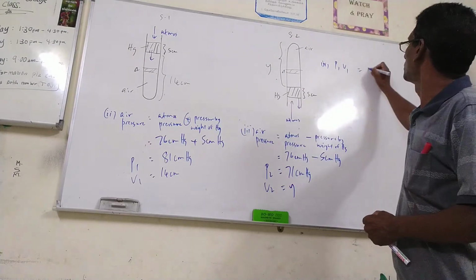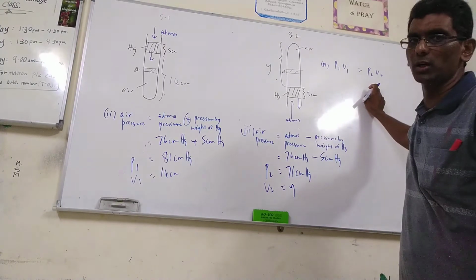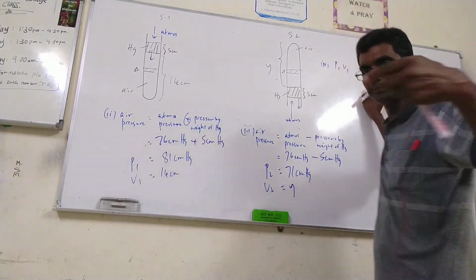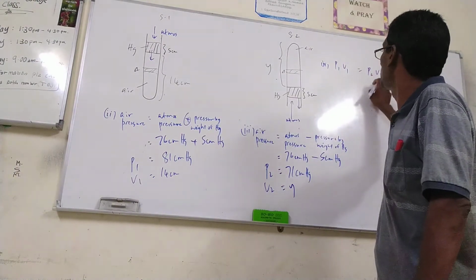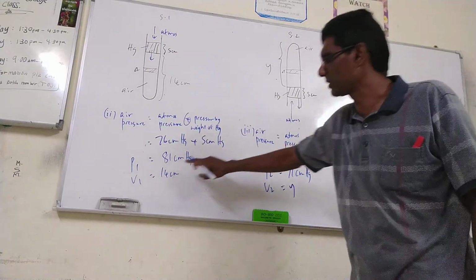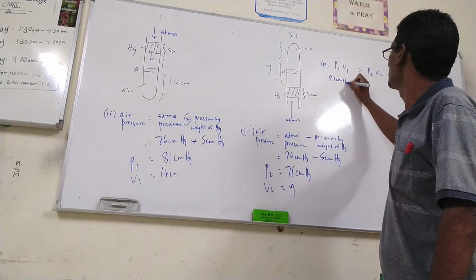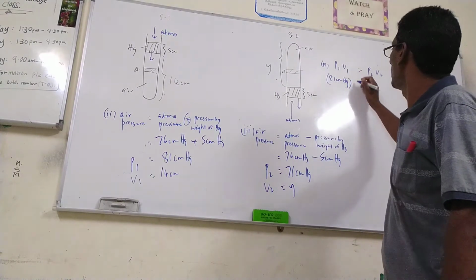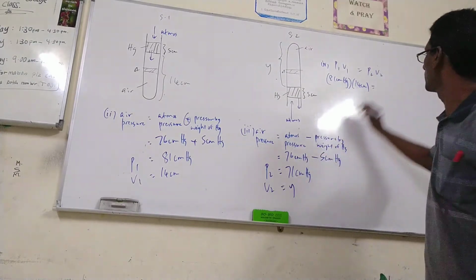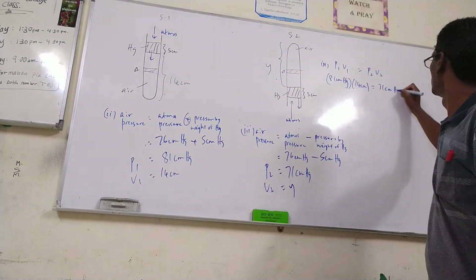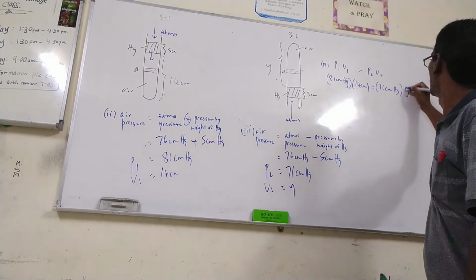So, question number 4. P1V1 equals P2V2. We learned just now the formula for Boyle's law. P1, the pressure, is 81 cmHg. Actually, no need to write cmHg, but I write it for you. 81 cmHg, and the volume 1 is 14 cm. And pressure 2 is 71 cmHg, and volume 2 is Y.